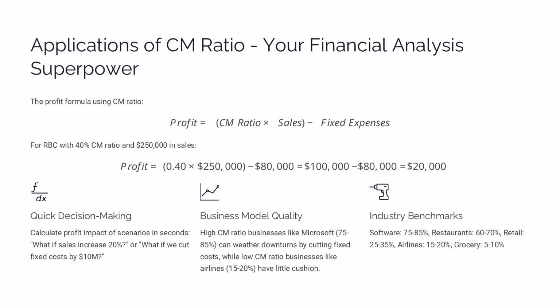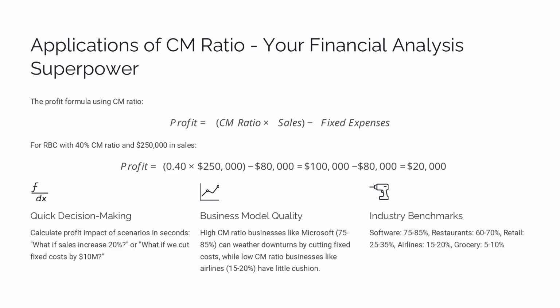The historical significance of this formula is that it democratized financial analysis, because before CM ratios, only accountants with detailed cost records could determine profitability. But now, anyone who knows sales and CM ratio can calculate profit, which is why modern businesses can make decisions so much faster than companies did 50 years ago.